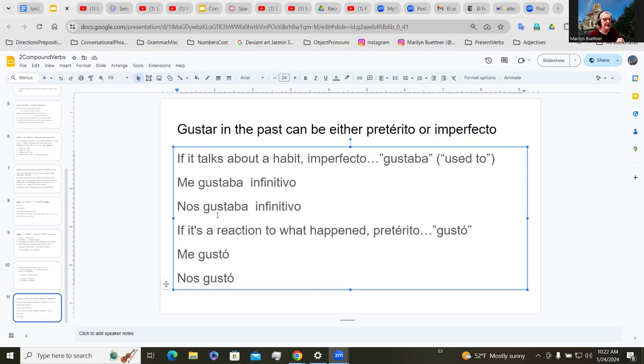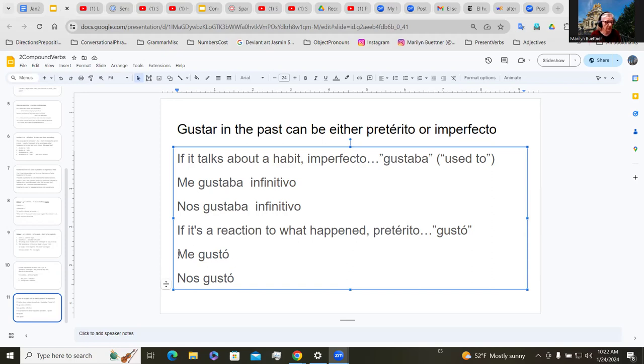Okay. Vale. En inglés no se dice siempre used to like. A veces decimos simplemente liked. I liked skating. I liked running. I liked golfing. Pero la idea es used to, okay? So even if you don't use that idea of used to, if that's the concept behind it, then gustaba is the one you want.